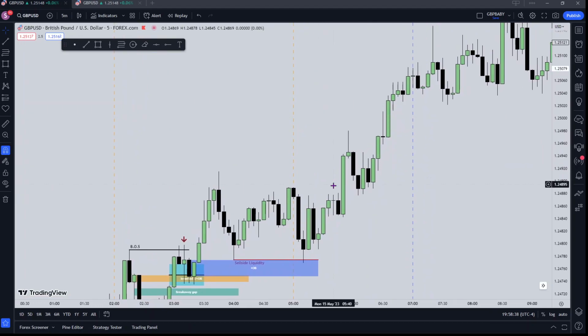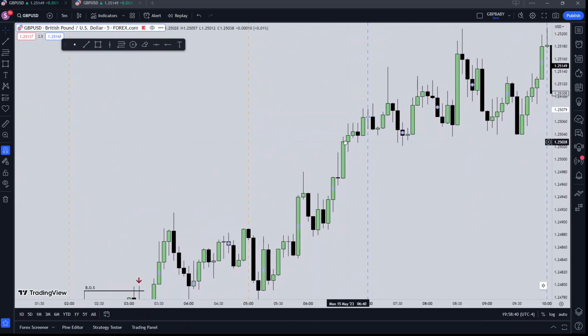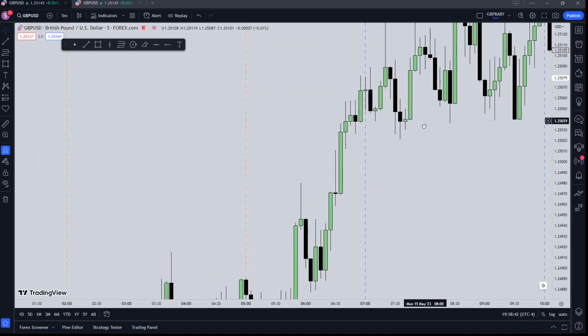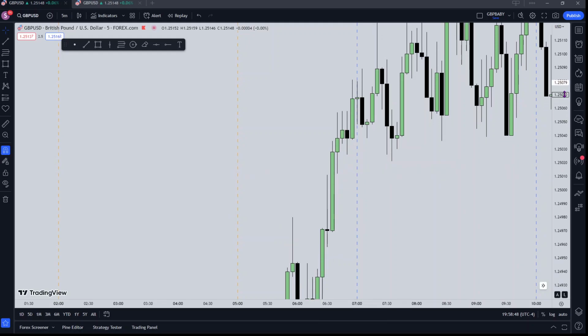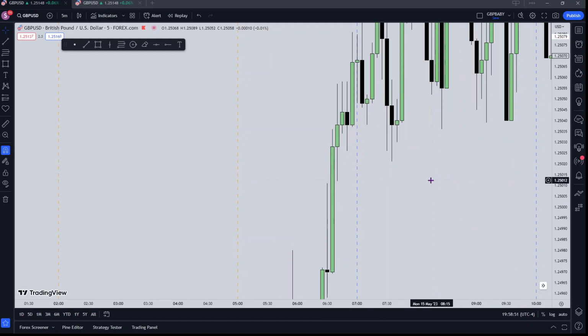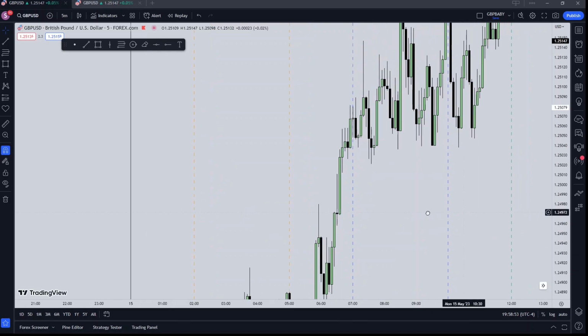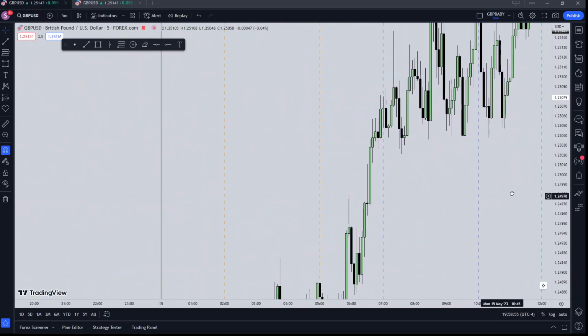Cool. So we trade higher into New York, sorry. Here we take out a little sell side here, trading into this wick. There is a slight fair value gap between here and here.